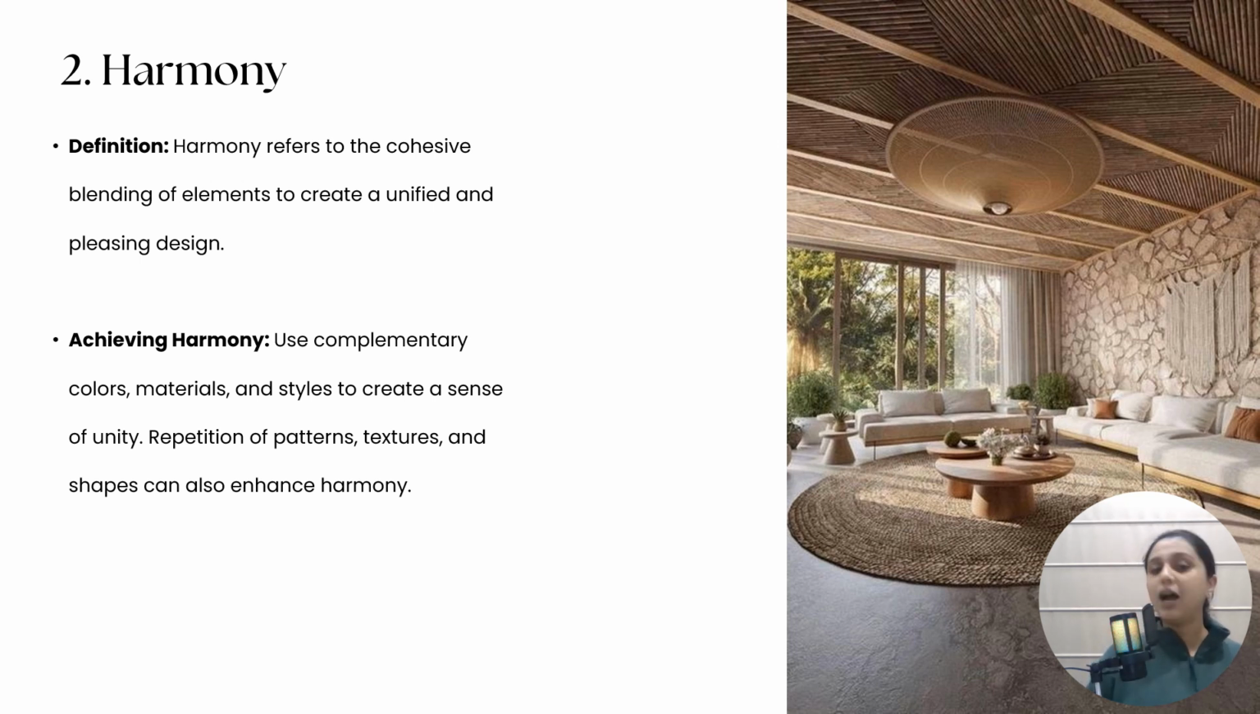How you can achieve harmony is using complementary colors, materials and styles to create a sense of unity. Repetition of patterns, textures and shapes can also enhance harmony. If you look at the picture on the screen, you can see there's use of jute, wood, bamboo and stone, but all of these elements have a very similar tonality. The material aesthetic is almost the same. That's what you want when you are creating a harmonious space. This is the second part.